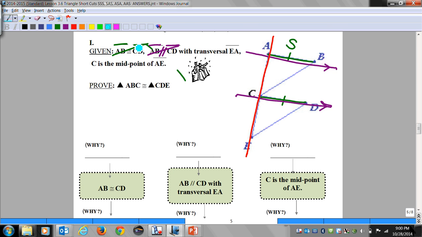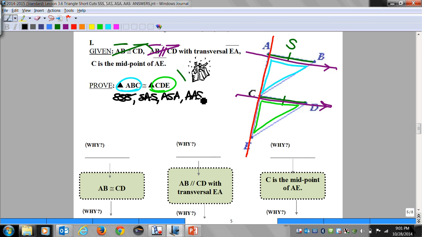Our goal is to somehow explain a triangle ABC is congruent to CDE. Now keep in mind, to get congruent triangles, we're going to be shooting for either side, angle, angle, or angle, side. Okay, we're done with given. Now we're looking for implied and freebies.